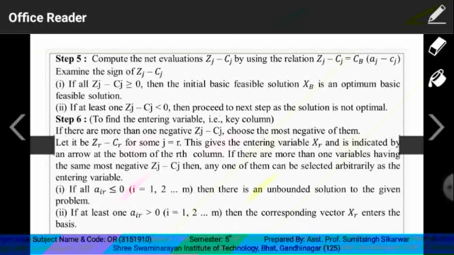If all Zj minus Cj, whatever we got, are greater than or equal to 0, then the initial basic feasible solution XB is an optimum basic solution. But if there is at least one Zj minus Cj which is less than 0, then we need to proceed to the next step, as the solution is not optimal.